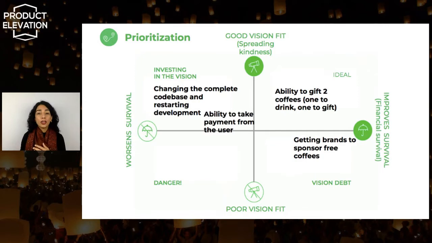And then to counteract that, we built some more in investing in the vision. We built this ability to take payment from the user. We knew that people weren't going to use that in the short term. So it wasn't really a revenue source for us in the short term, but it was important for the vision.